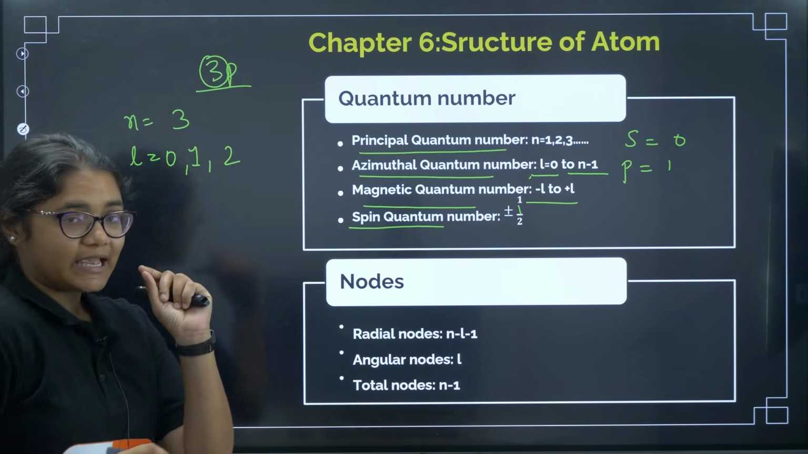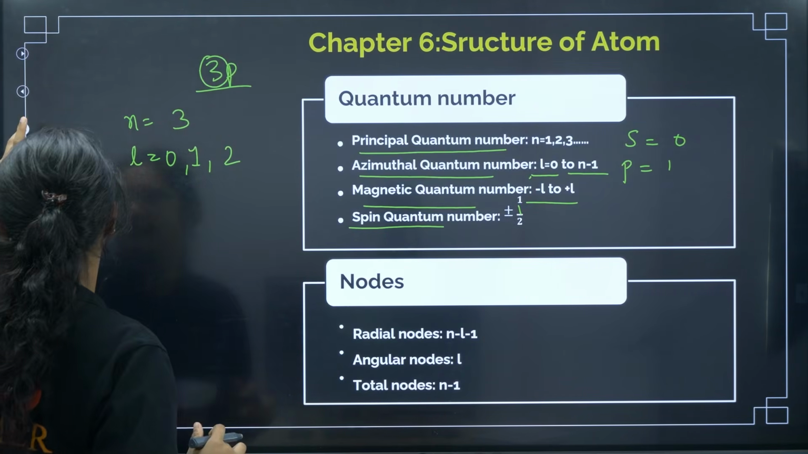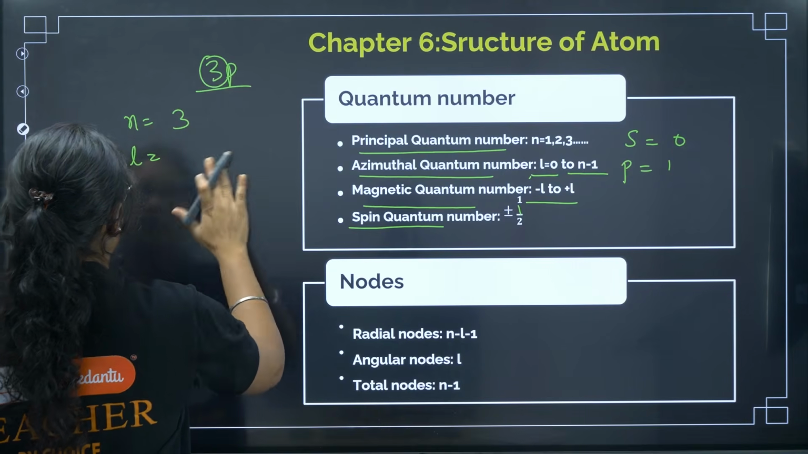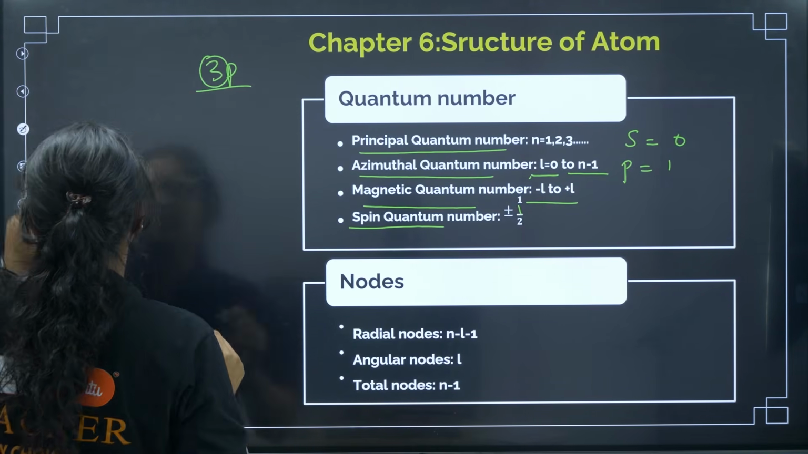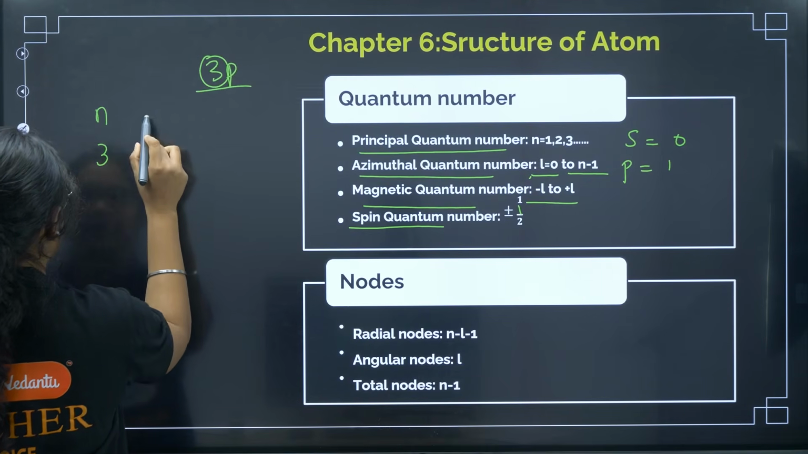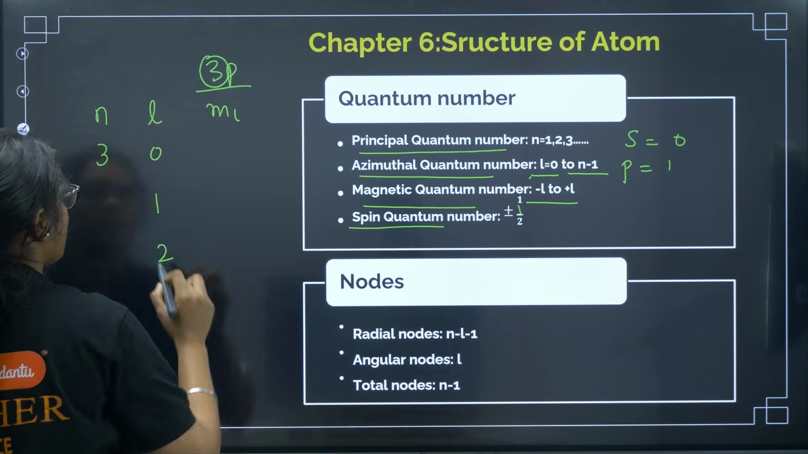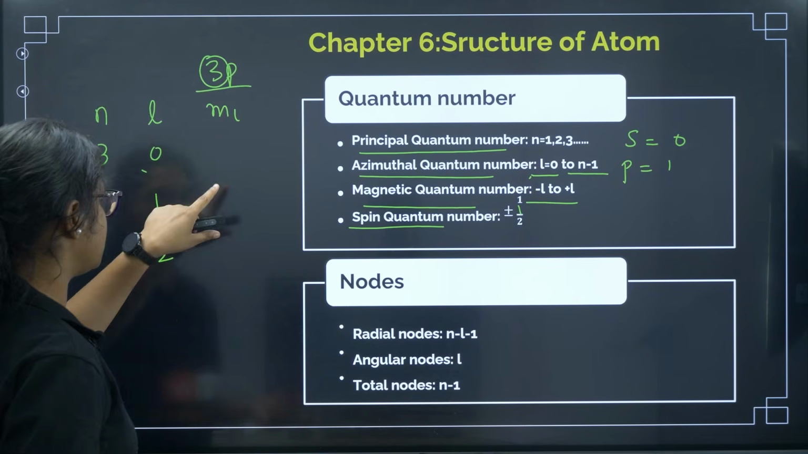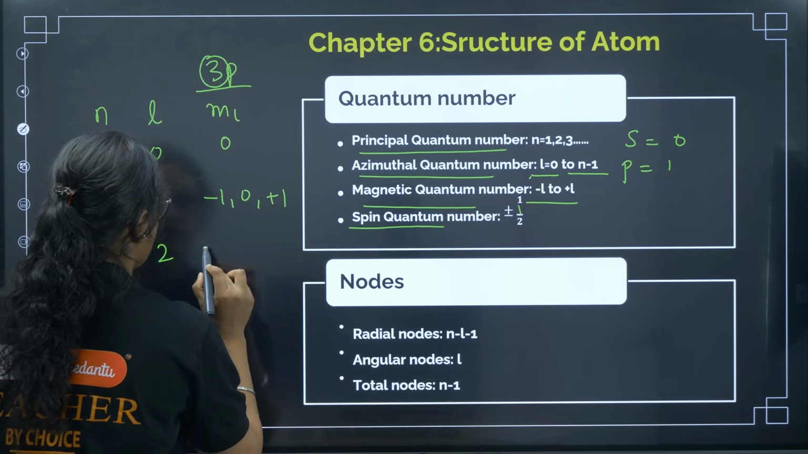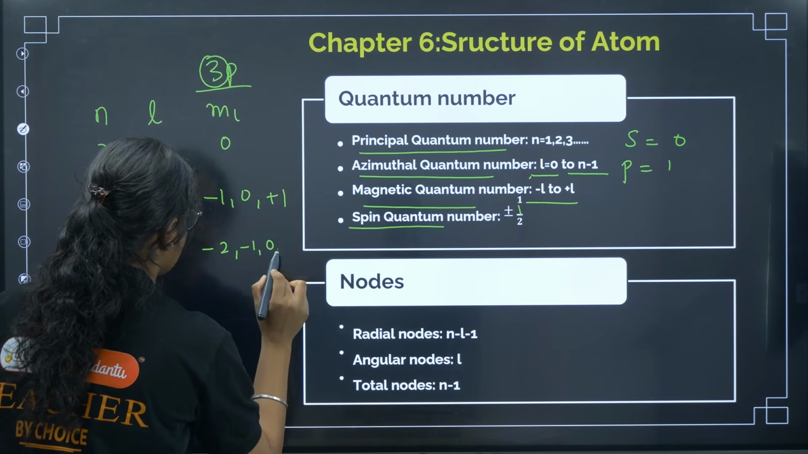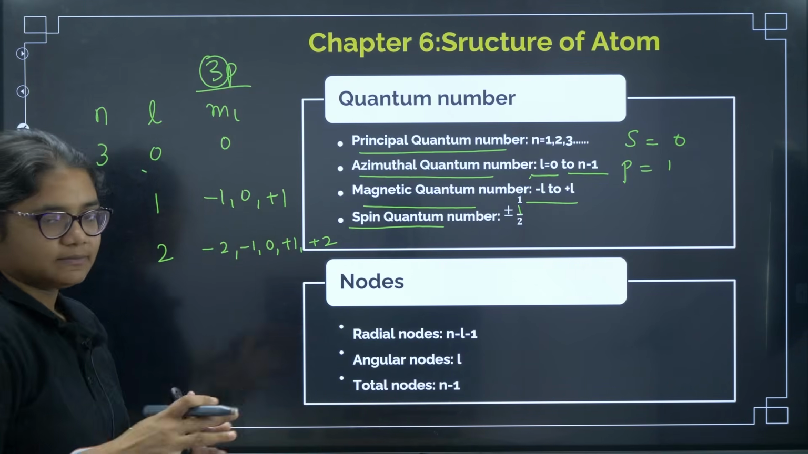Now, for each l value, you will have an ml value. So, I'll write it in tabular form. If we have 3p, n value is 3. l value is 0, 1 and 2. What is ml value? Minus l to plus l. So, for 0, minus l to plus l is 0 only. For this one, it is minus 1, 0 and plus 1. For here, it is minus 2, minus 1, 0, plus 1 and plus 2. Right? And spin quantum number is plus minus half.